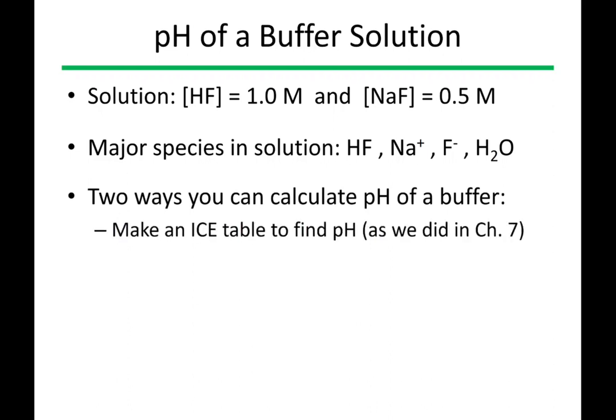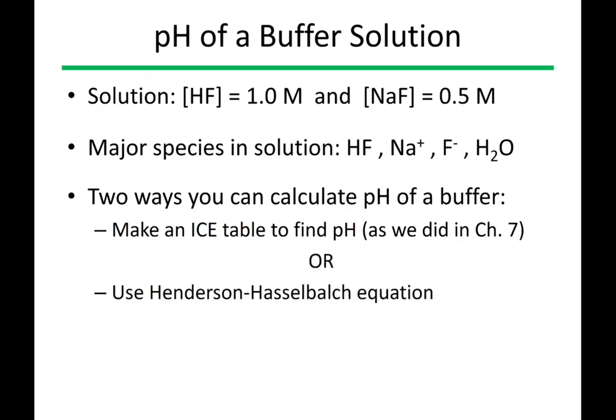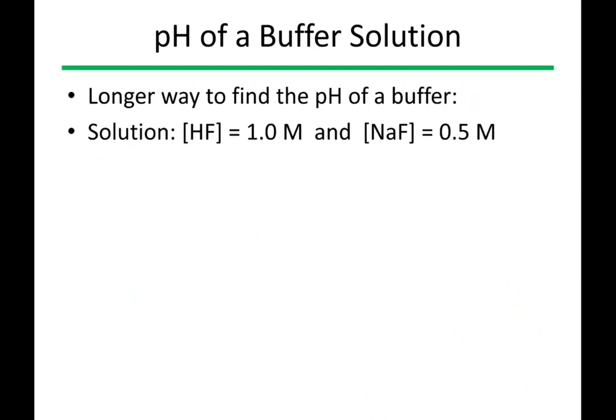The first one we'll do is look at making an ICE table and finding the pH. Another way that we can do it is to use the Henderson-Hasselbalch equation. So let's look at this the long way, the way that we've talked about before.